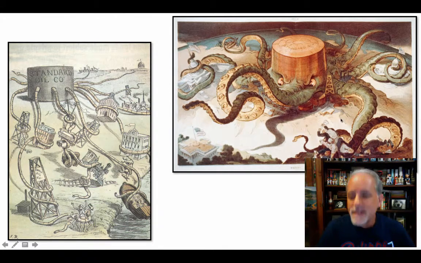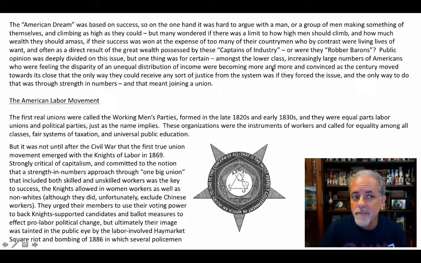and more powerful. Same thing over here, but in a more sophisticated way in terms of the artistic representation, grabbing the Capitol, grabbing congressmen, grabbing the White House, grabbing, you know, everything, right? Reaching out across the ocean, grabbing oil wells, and so on. You get the idea. Now, the American dream was based on success. So on the one hand, it was hard to argue with a man or a group of men making something of themselves and climbing as high as they could.